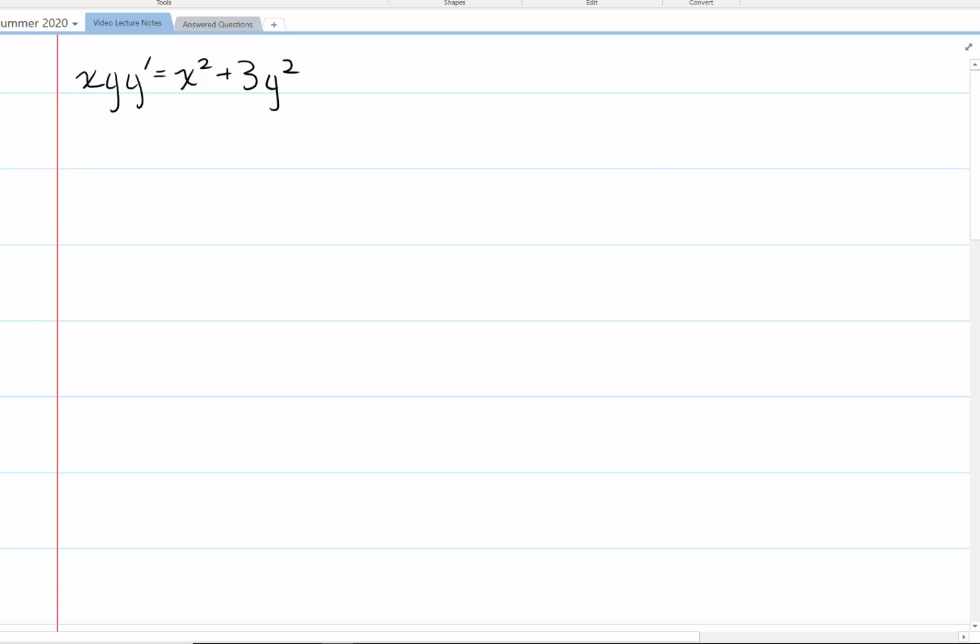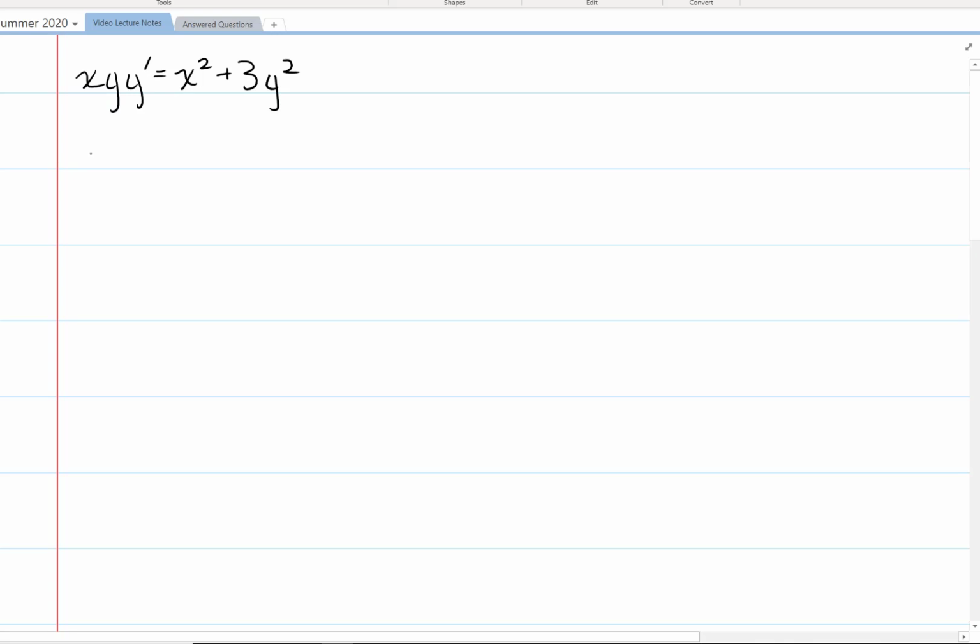Okay, so let's look at a couple more examples of homogeneous equations. So this one, let's first determine whether it's homogeneous or not. We see that we've got a term here that's second degree. This is also a second degree term. And then the coefficient on the y prime is second degree as well. So it looks like we have met the requirements to be homogeneous.